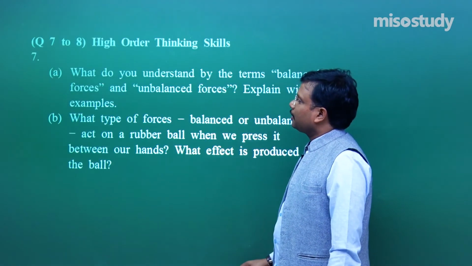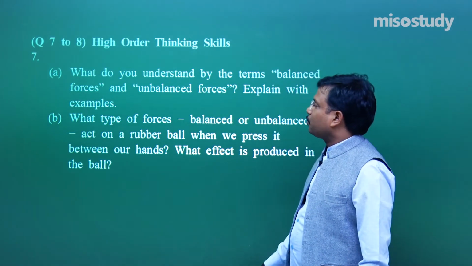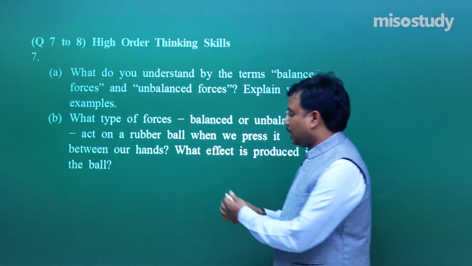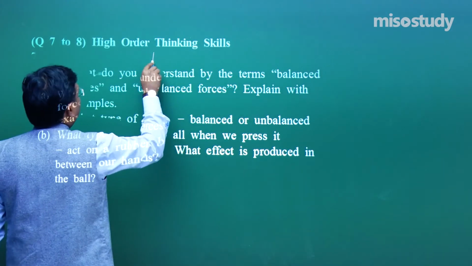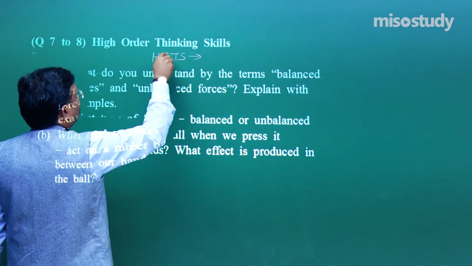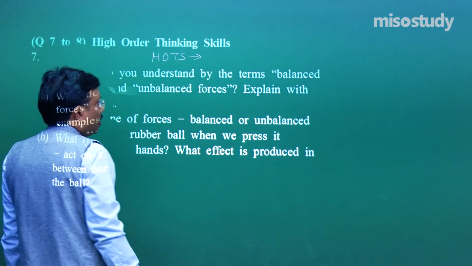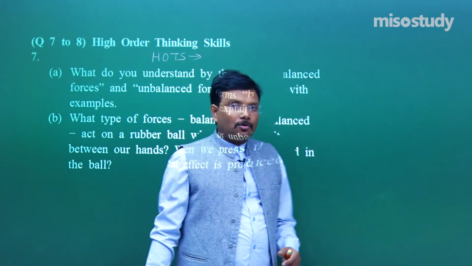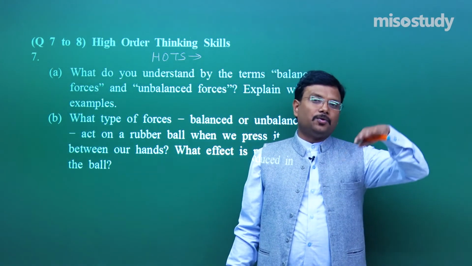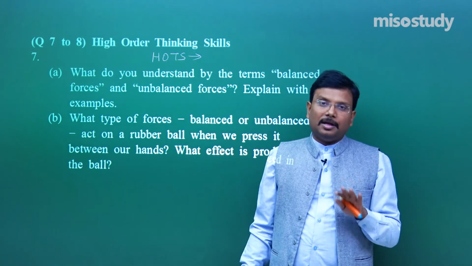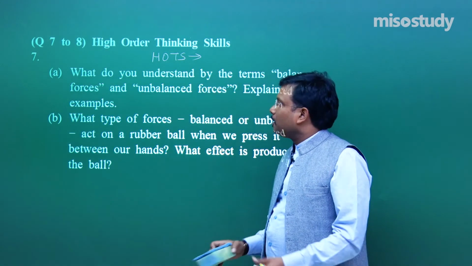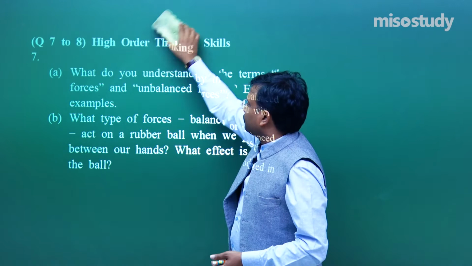Then comes question number 7 and 8. Now, for these questions I specifically picked high order thinking skill questions, which are normally mentioned in your book as high order thinking skills. Fine. So, you should try to inculcate solving these HOTS from class 9th onward, so that when you reach class 11th and 12th, you find yourself comfortable. So, this is the category of HOTS questions. 7 to 8, there are 2 questions.